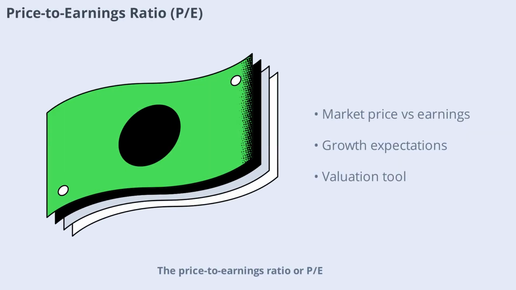Price to earnings ratio, or PE, is calculated by dividing the market price per share by earnings per share. This ratio tells us how much investors are willing to pay for each dollar of earnings. A high PE may indicate high growth expectations, while a low PE could suggest undervaluation or low growth prospects. Next, we'll look at an example to see how the PE ratio is used.